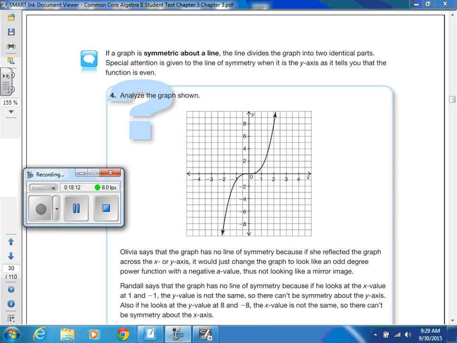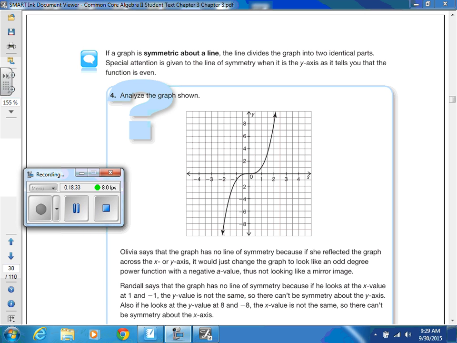Randall says that the graph has no line of symmetry because if he looks at the x value at 1 and negative 1, the y value is not the same, so there can't be symmetry about the y-axis. Also, if he looks at the y value at 8 and negative 8, the x value is not the same, so there can't be symmetry about the x-axis.